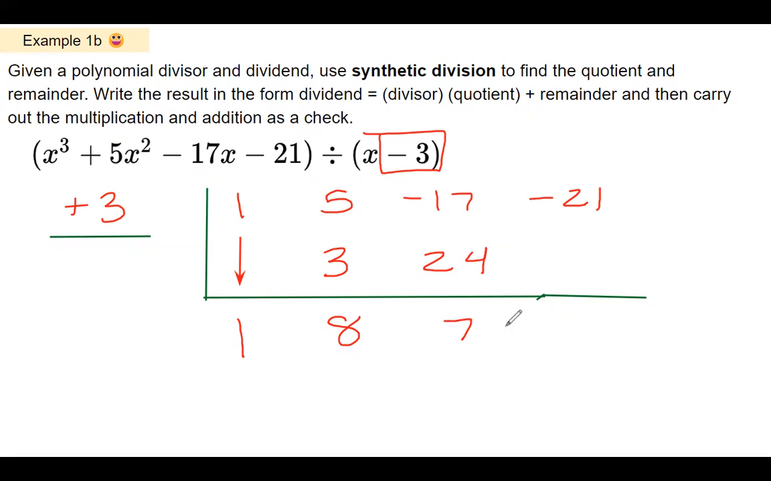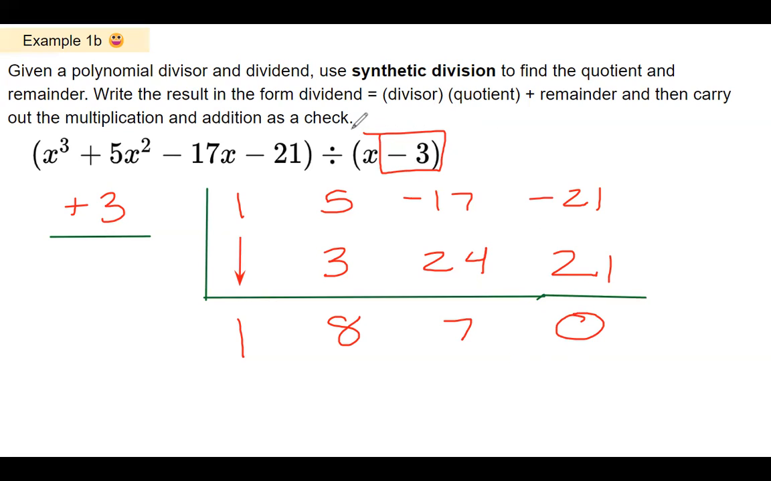3 times 7, which gives me positive 21. So I multiply the 3 times the 7, gives me positive 21. What do I do next? I combine these two and I get 0. So is x minus 3 a factor? Is it a factor?